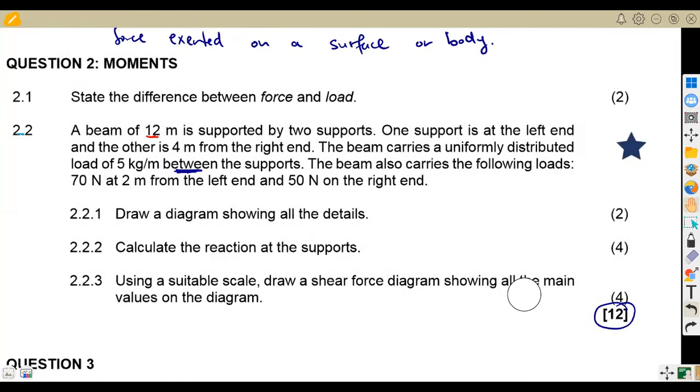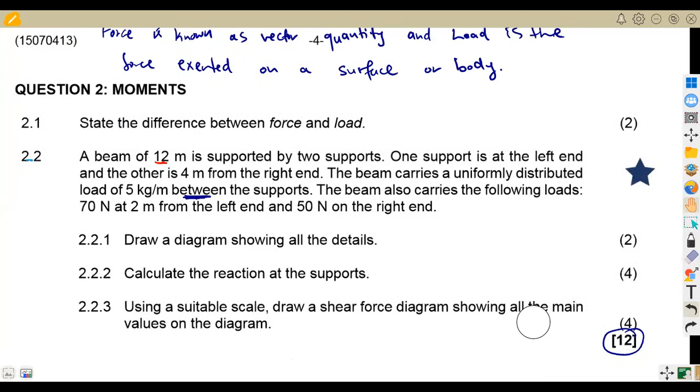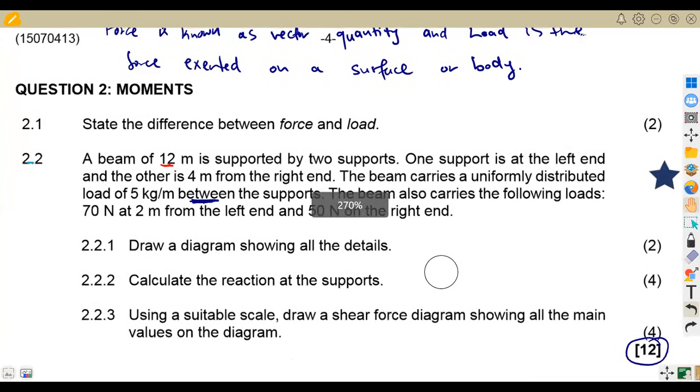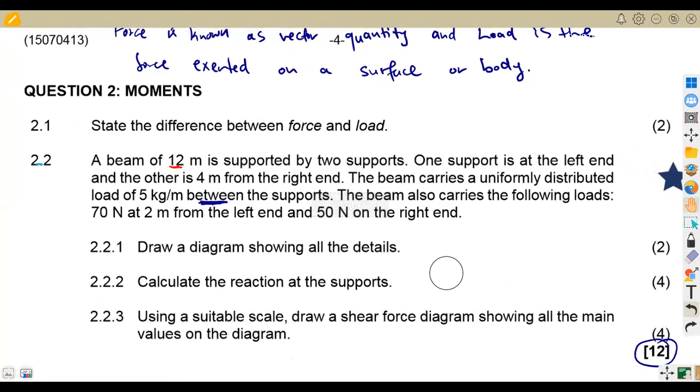Okay, so now we are asked to use a suitable scale and draw a shear force diagram. Take note, we are asked to draw a shear force diagram showing all the main values on the diagram. So in this case, I'm just going to show you a sketch of what you're supposed to have at the end.